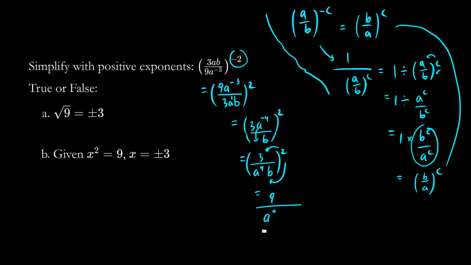Let me just break this down a little bit. A to the 4, b all squared. Exponent bracket exponent, this becomes a to the 8, b squared. So this here is our final answer, 9 over a to the 8, b squared. Now for the sake of practice, let's try the same question again one more time.